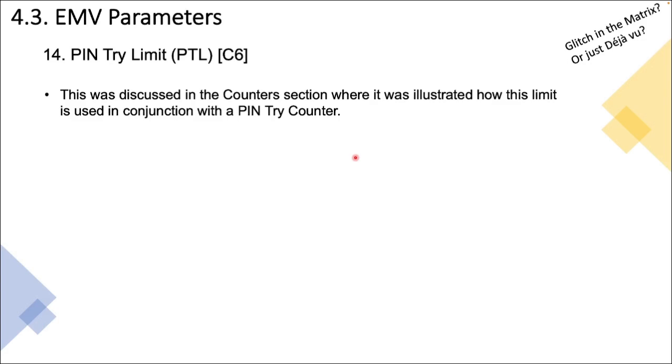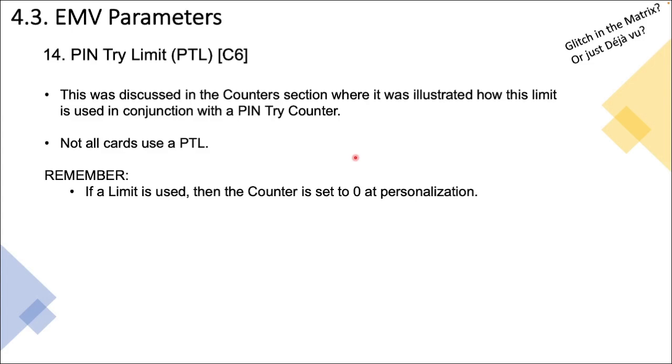And remember, during a transaction, when customers input their PIN and there's an incorrect PIN entry, the card keeps a record of those incorrect PIN entries through the counters, and it simply compares those counters to this limit that we set up on the card during personalization. Okay. So remember, as we said before, not all cards use a PTL. If a limit is used, then the counter is set to 0 at personalization. And when we reach a stage where your PIN try counter is equal to your PIN try limit, we say that at that point in time, the PIN is blocked, or the PIN try limit, the PTC, has been exceeded, right?